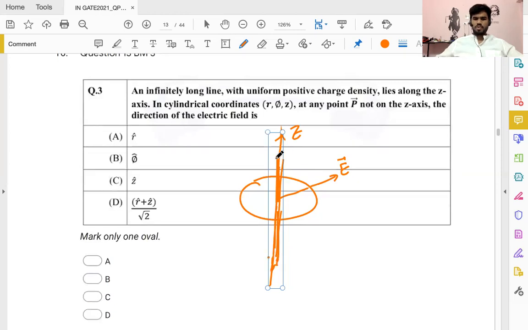Just know things are symmetric about this line, right? Electric field should be coming out of it. So the direction is R. This is an out of syllabus question, I mean, for biomedical, but I did it because this is some basic common sense we have done in high school.